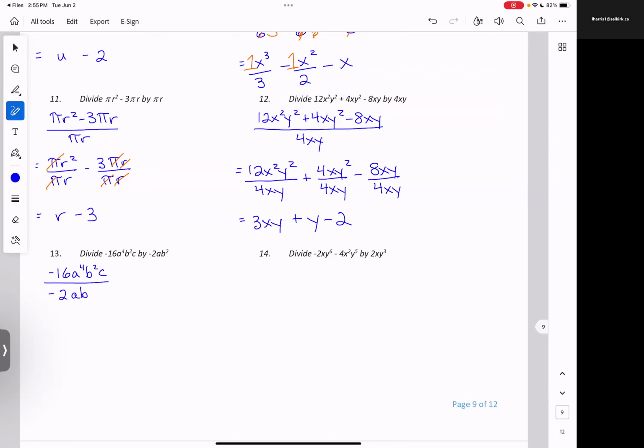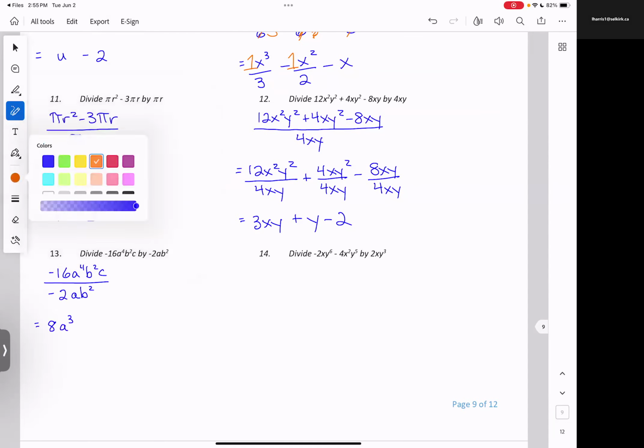All right, next one. Lots of variables here. We've got negative divided by negative, so that becomes a positive. 16 over 2 gives us 8. So we get 8. Then we've got a to the power of 4 minus 1 gives us a to the power of 3. Our b squareds are just going to cancel out. And then we've got a c. That one felt kind of easy, actually. Just lots of variables.